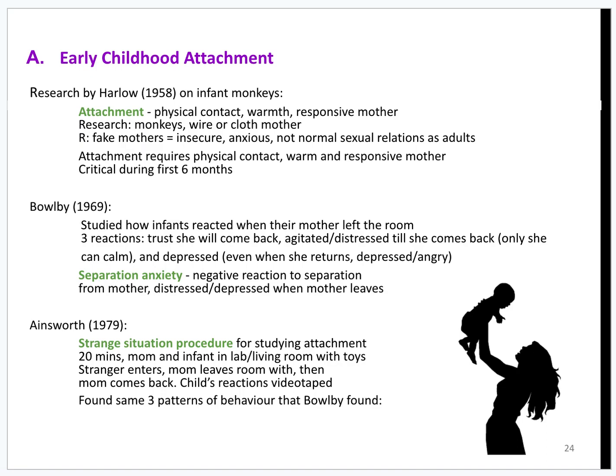So the monkeys in the fake mother condition just had this cold wire mother. So there was no warmth, there was no caring, there was nothing, right? So these monkeys grew up to be insecure, anxious, and had abnormal sexual relationships as adults. Whereas the monkeys in the warmer condition did not. They grew up with more normal relationships. So he concluded attachment requires physical contact, and a warm and responsive mother.